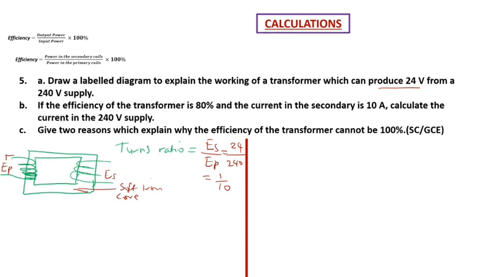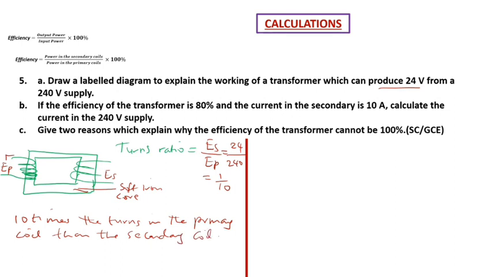Then okay, let's just explain how we can convert that. So the explanation simply means that we're going to have a transformer having 10 times the turns in the primary circuit compared to the secondary circuit. So that's basically what you should do. So there's going to be 10 times the turns in the primary circuit coil than the secondary coil.